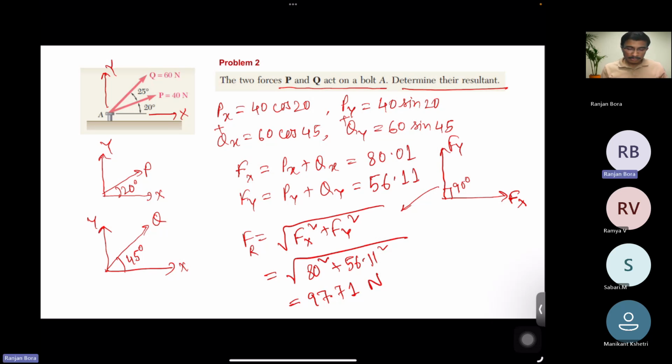Okay, has anyone solved this? If you have any doubt, you can ask. If you haven't understood it, then you can ask me.